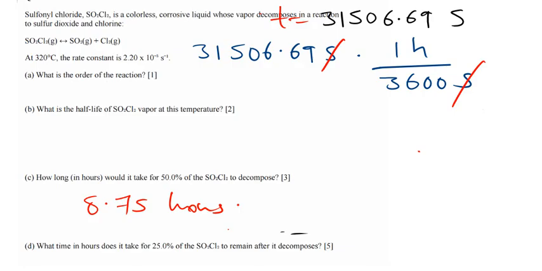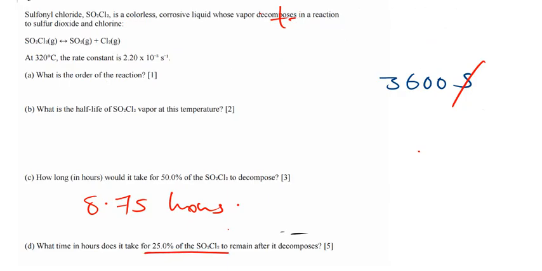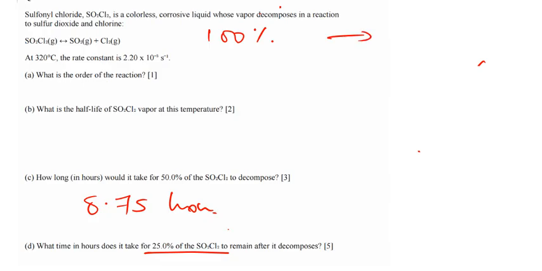Now for D, what time in hours does it take for 25% of that to remain? This is now where you have to think smarter. So you have 100% at start. Now you're told what time in hours does it take for 25% to remain. 25% to remain. So 25% is like a final.